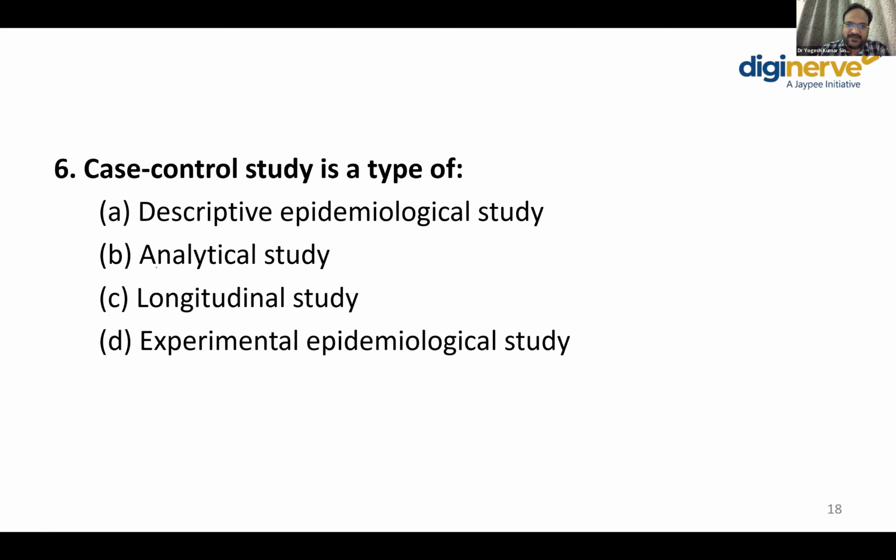Case control is not experimental. And it is a type of longitudinal study. So case control study is longitudinal, but more or less cohort is the best answer for longitudinal rather than case control. And analytical, because they are saying case control study is a type of. So type of analytical study. Analytical is obviously a correct answer.